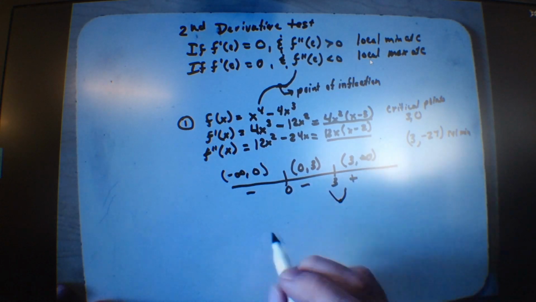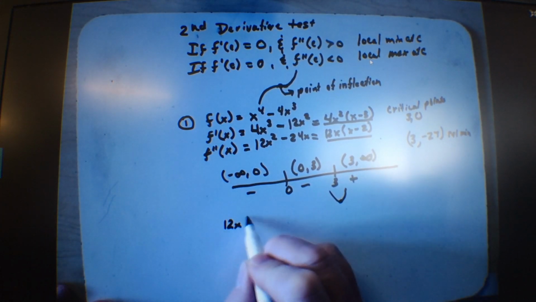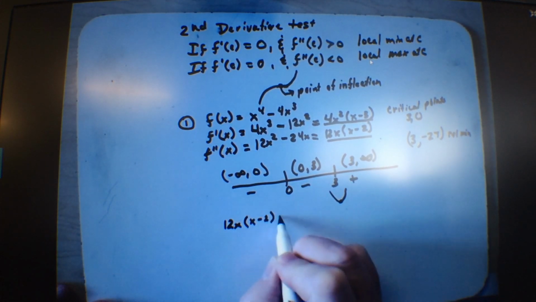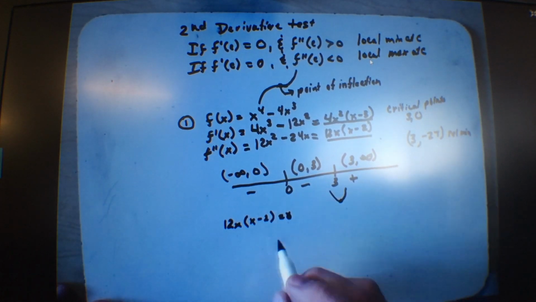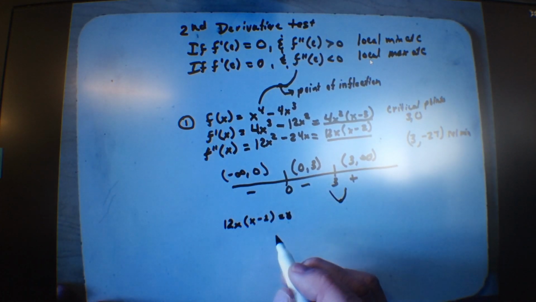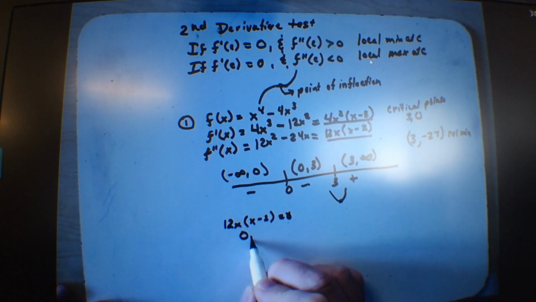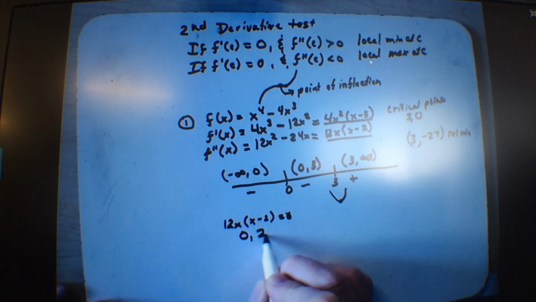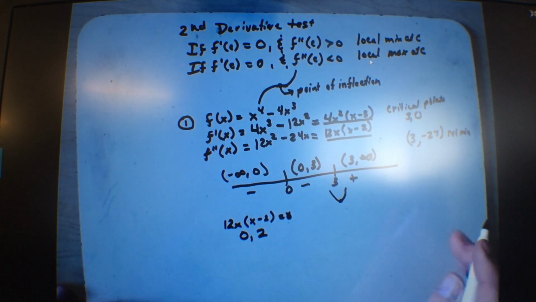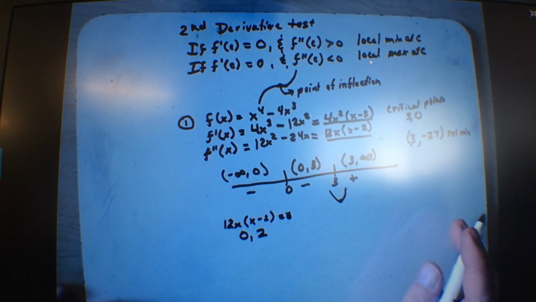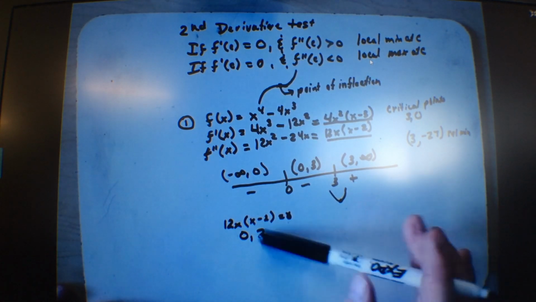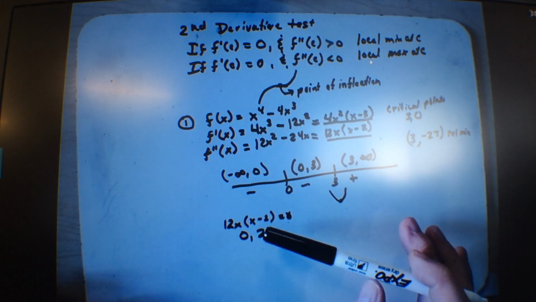Okay, let's set that equal to 0. Should we already set that one? Yeah, we did. We just didn't write it out. But I'm going to do it down here. Is that okay? So what do I get for x? 0 and 2. All right. Are we good? Does everybody see how I got 0 and 2?